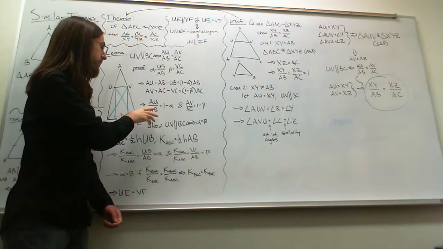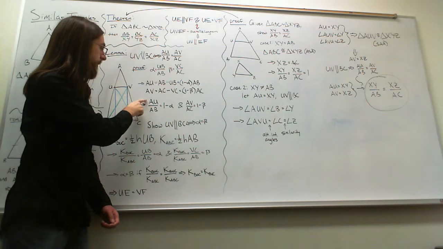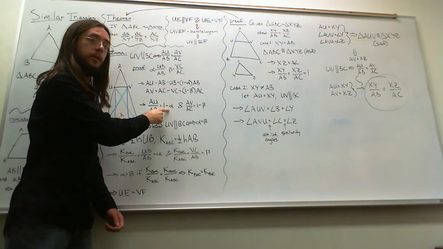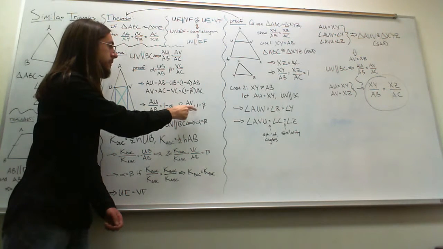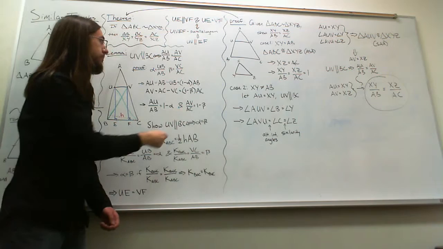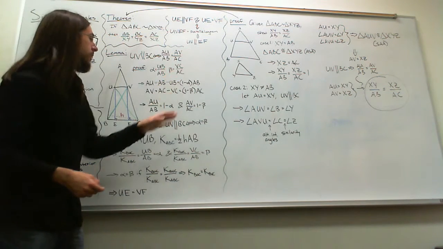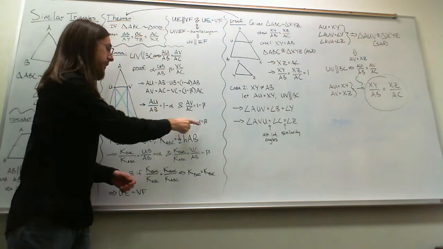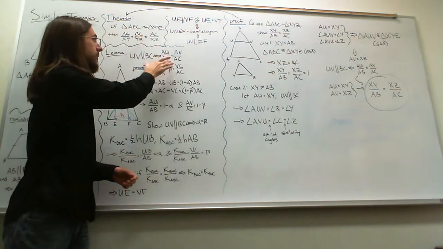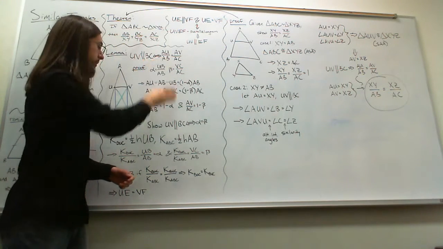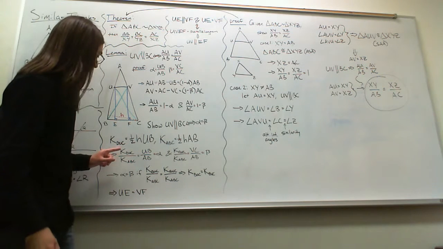If we divide these two equations up, we have that AU over AB is equal to 1 minus alpha, and AV over AC is equal to 1 minus beta. Notice this is the same ratios we have up here. So if we can show that alpha and beta are equal, then we have the same expression up here. So that's the direction we're going to go.